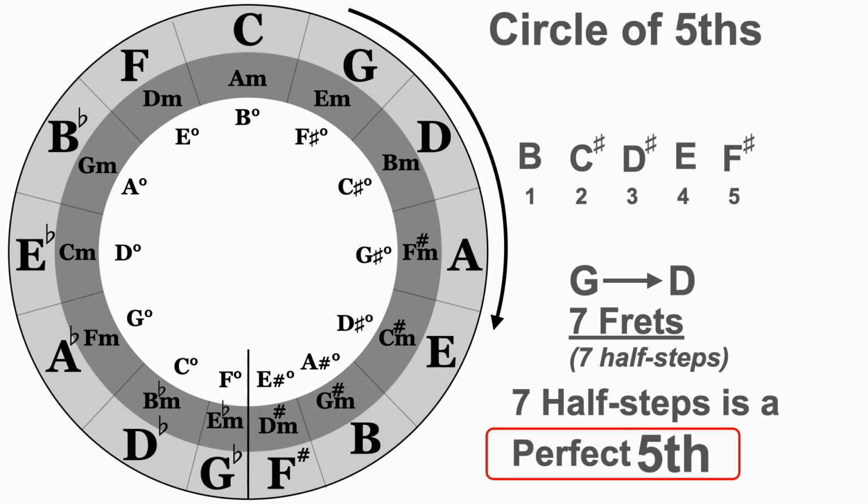And so we have to take the sharps into account, right? So that's why we have the C sharp, the D sharp, and the F sharp, because in the key of B major, there is a C sharp, a D sharp, and an F sharp. So we just have to take that into account. But regardless, we are still going from B to F sharp, and that is 7 frets. And once again, we are at a perfect fifth, right? So exact same thing.